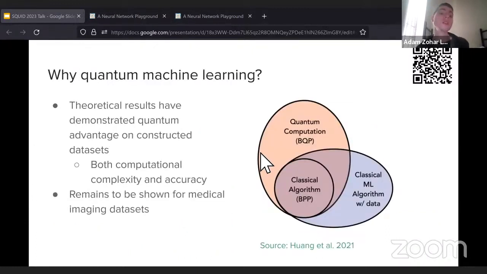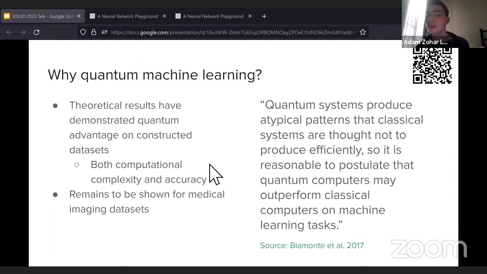Theoretical results in the past have shown that it's possible to construct data sets where this quantum advantage exists, where classical machine learning can't solve this problem, but quantum can. We have a useful quote here: quantum systems produce atypical patterns that classical systems are thought not to produce efficiently. So it's reasonable to postulate that quantum computers may outperform classical computers on machine learning tests. However, this hasn't been shown for any practical data set. In particular, a concern for us, it hasn't been shown for any medical imaging data sets.